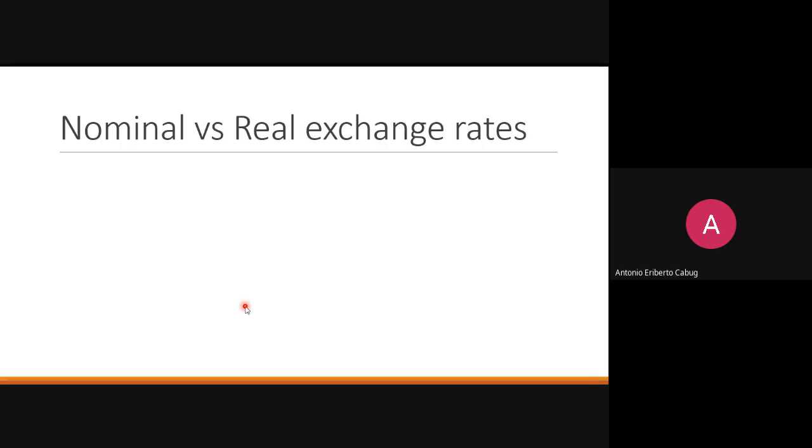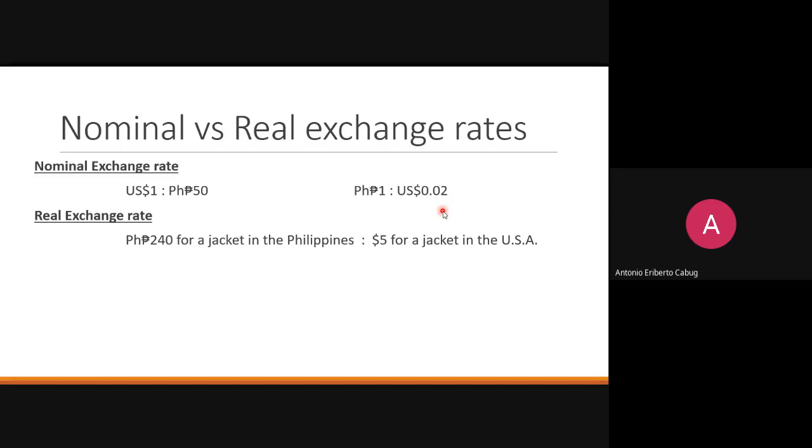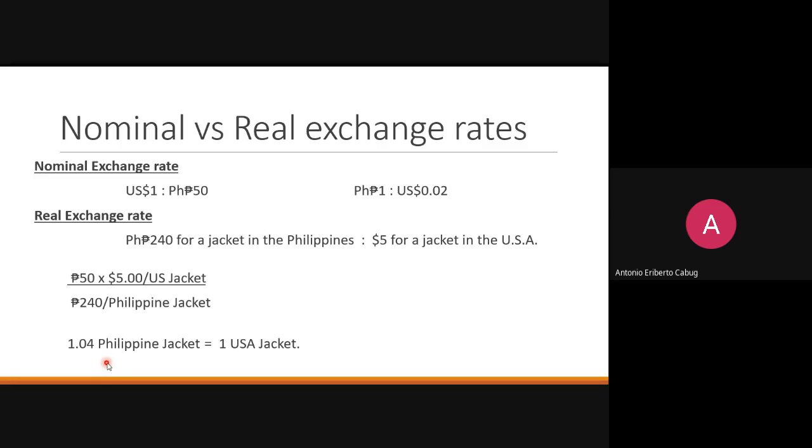Now, before I go to the relative PPP, I would like to discuss the difference between nominal and real exchange rates. The nominal exchange rate is the exchange rate as you know it. Example, $1 is equal to 50 pesos, or 1 peso is equal to 0.02 US dollars. In real exchange rate, we compare the cost of an item. Say, for example, a jacket in the Philippines costs 240 pesos. The same jacket would cost $5 in the USA. Given that the nominal exchange rate is $1 to 50 pesos, what happens here is that the US jacket costs more.